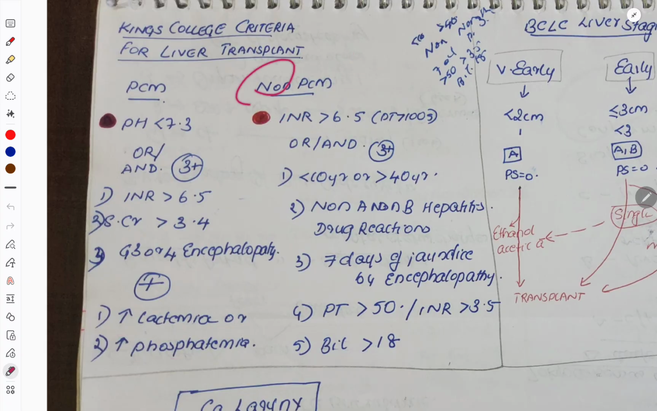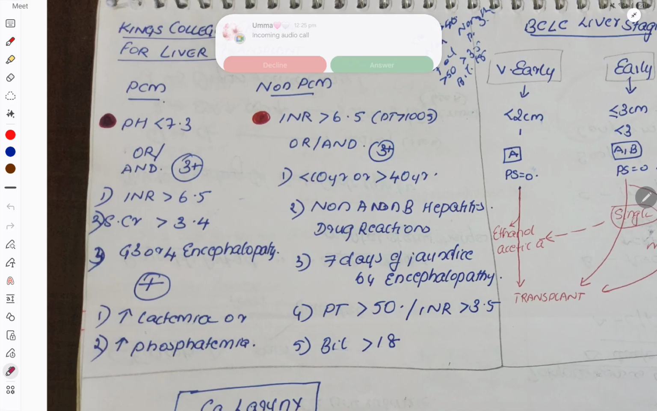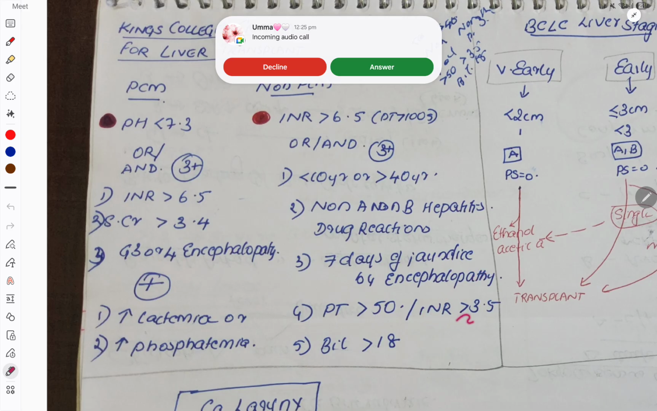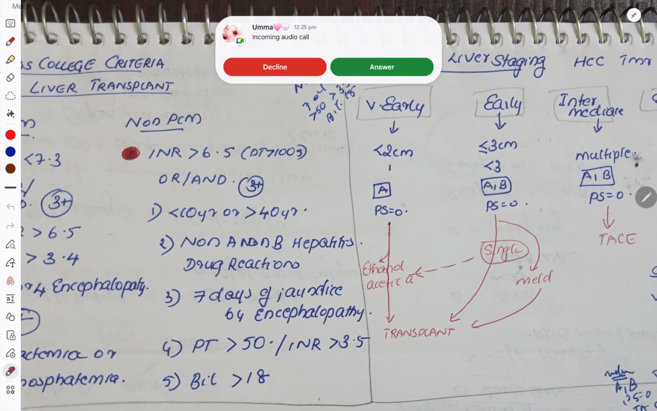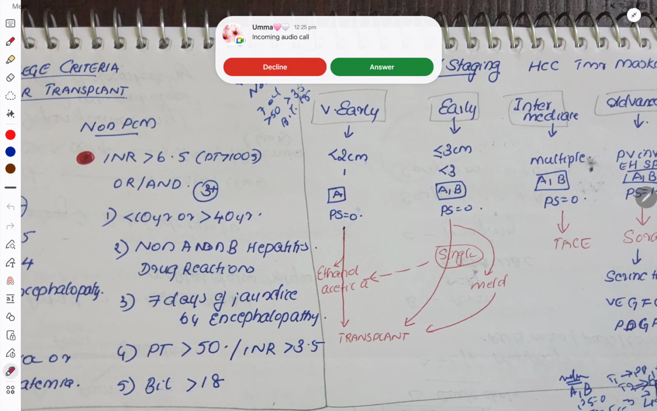Next is non-paracetamol poisoning: INR more than 6.5, or 3 or more of these 5 criteria. What are these 5 criteria? Age less than 10 or more than 50, non-A non-B hepatitis, 7 days of jaundice before encephalopathy, as in we are ruling out an acute case like paracetamol toxicity, then PT more than 18. If 3 or more of these are present, then we can go ahead with transplantation.